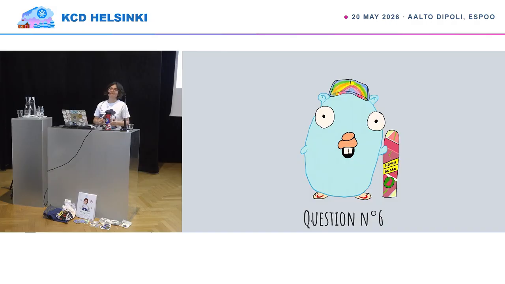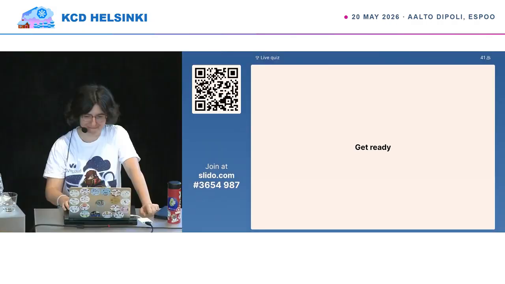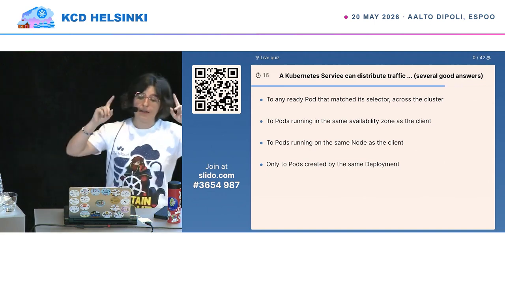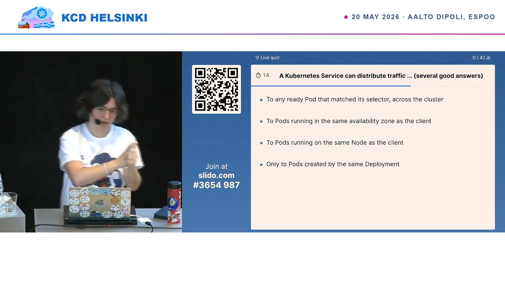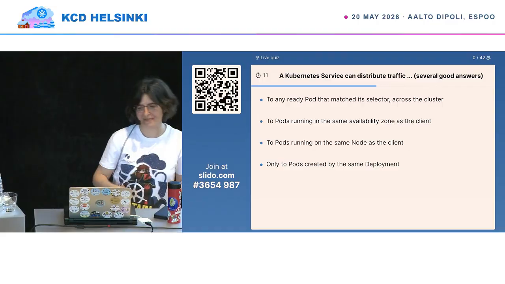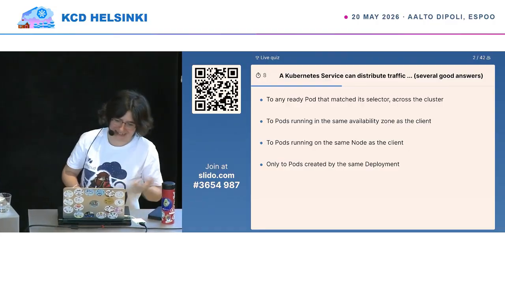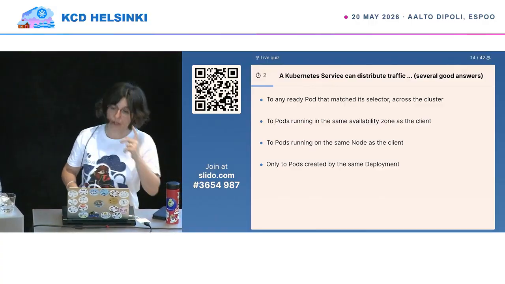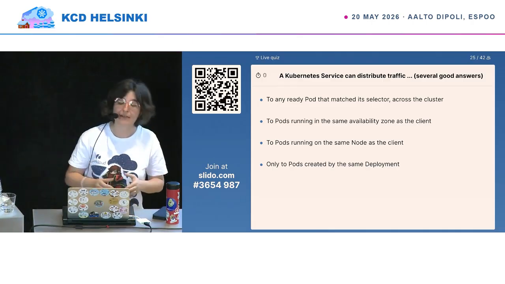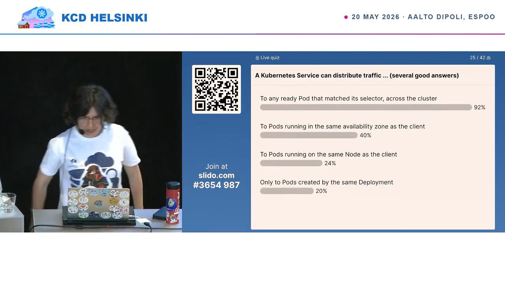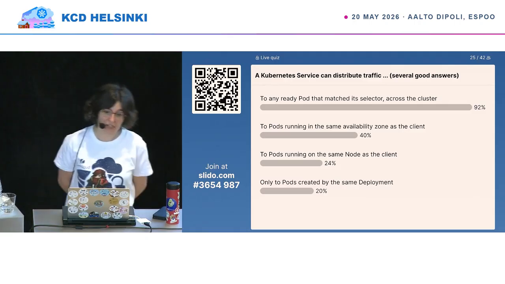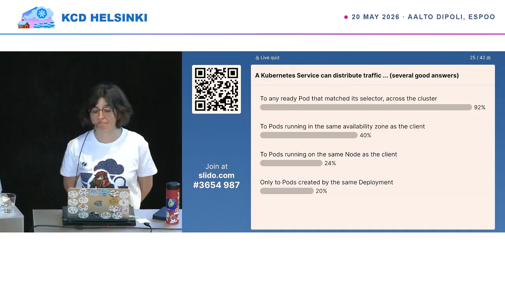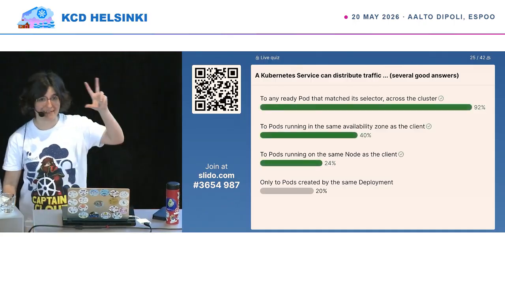Question number 6. Ready? A Kubernetes service can distribute traffic to any pod that matches its selector, to pods running in the same zone as the client, to pods running on the same node as the client, or only to pods created by the same deployment. You have to check several good answers. So you think it's the first one, and maybe the second one? In fact, it is the third one.